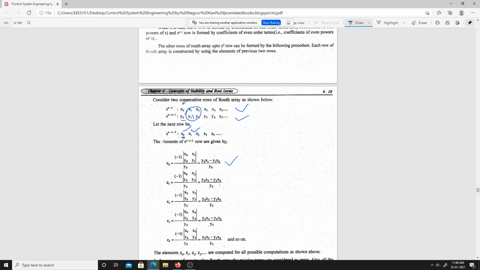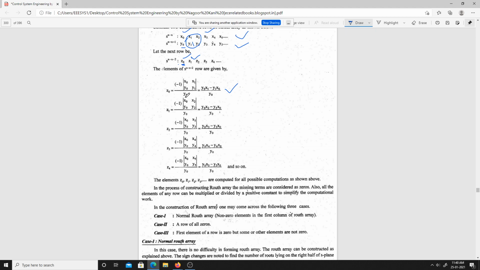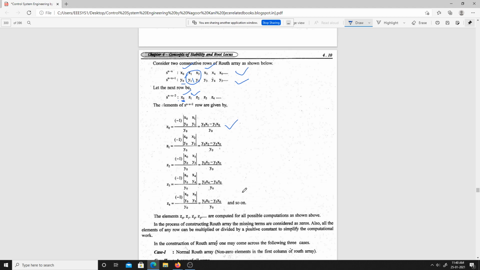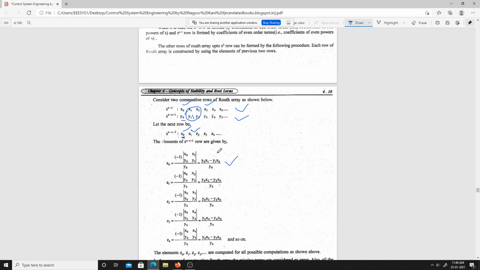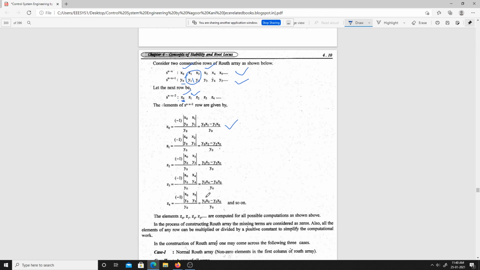The first column I'm considering, and this fourth column I'm considering. So y0 into x3 minus y3 into x0, by y0, is for finding this z2. Similarly, it will keep on going. Is it clear? For different elements, in such a way we are going to construct.